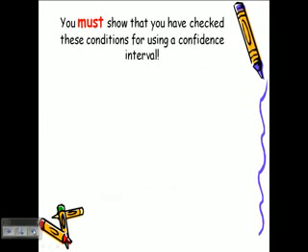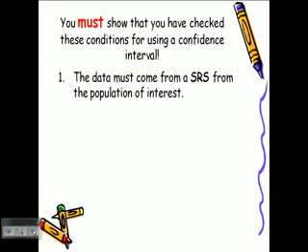As you work through problems involving inference, there are several conditions which must be satisfied before we can create a confidence interval, and you must show that you have checked these conditions for using a confidence interval. First of all, the data must come from a simple random sample from the population of interest. This information should be given in the problem.